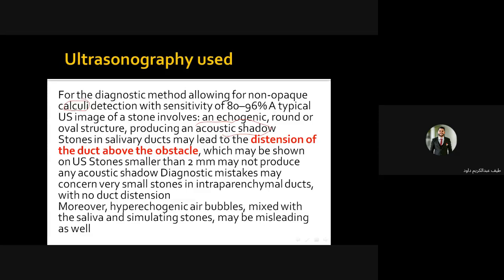لكن as a general talking بناحية عملية وعلمية وجود هذه الستون بداخل الداكت يؤدي إلى distension أو يؤدي إلى توسع the duct above the obstacles. يعني وين تكون موجودة هذه وراها diameter مالتها يكون عريض. And specifically, as a general talking, smaller than 2 milli does not produce any caustic shadow. وهذه هي النسبة تقريبا 10% أو 20% إذا كانت صغيرة جدا.